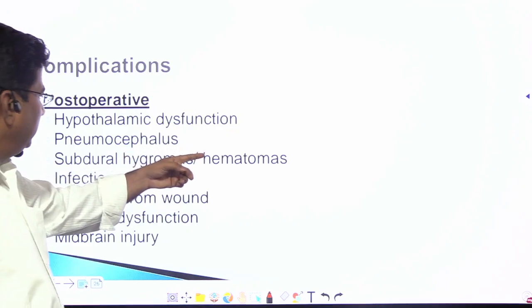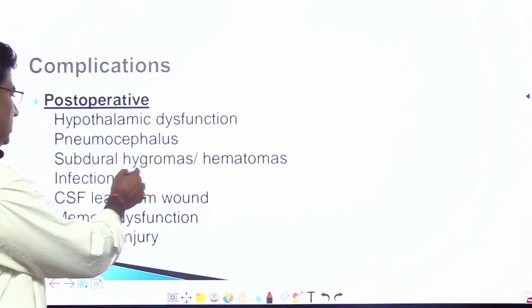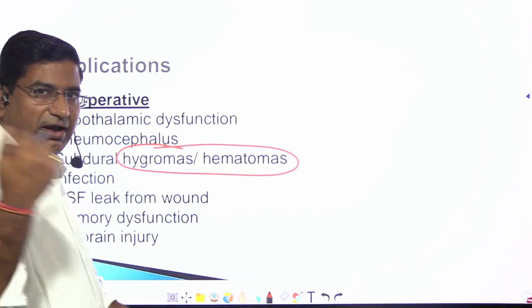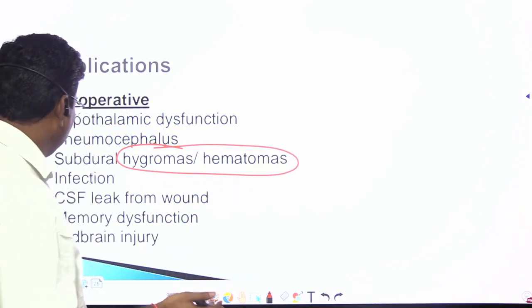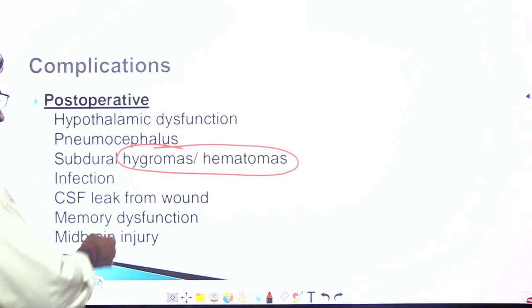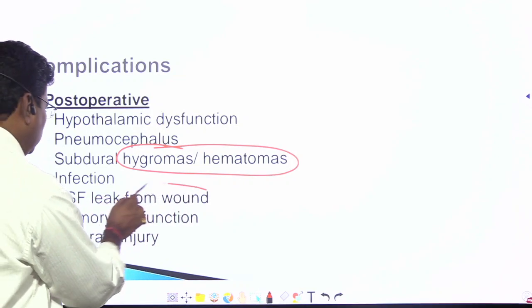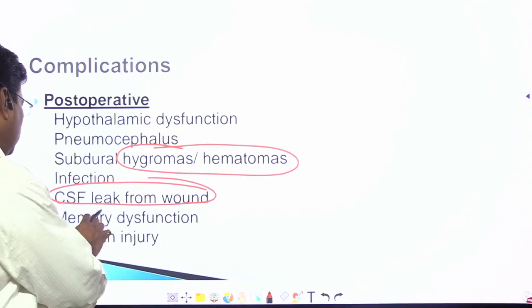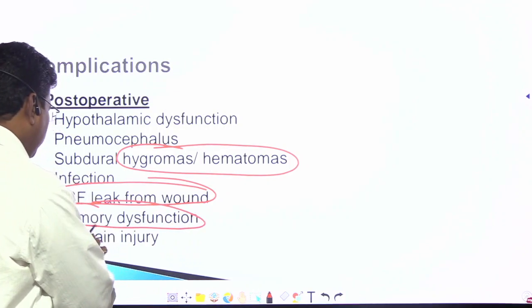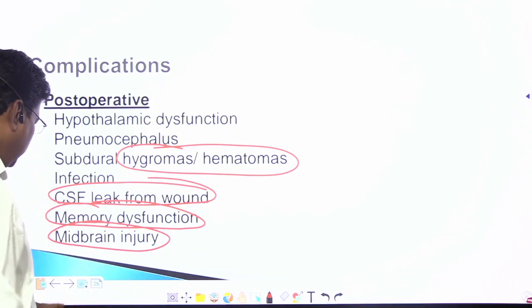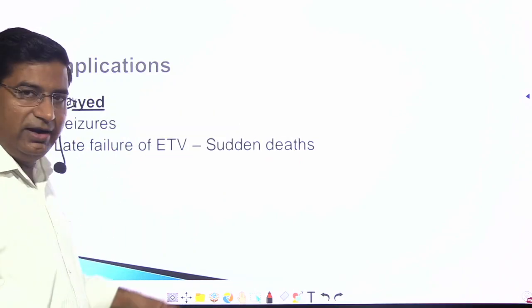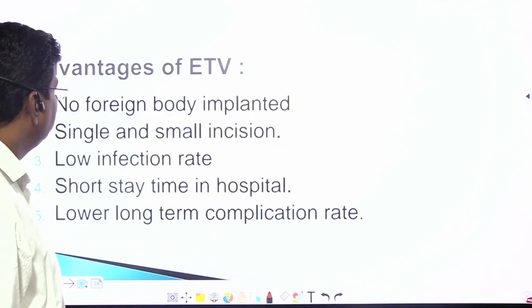Postoperative complications include hypothalamic dysfunction, pneumocephalus, subdural hygromas or hematomas when CSF has a gushy outflow and sudden decrease in ICP, infection, and CSF leak from the wound if you are not closing properly. Memory dysfunction or midbrain injury can occur when there is tactile injury. Other complications are delayed seizure, late failure, and sudden death.